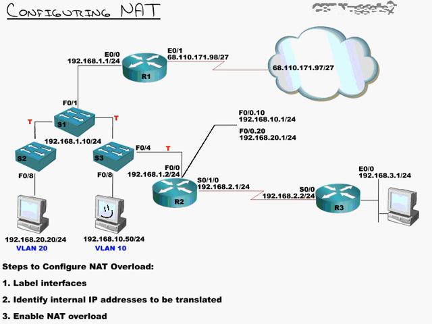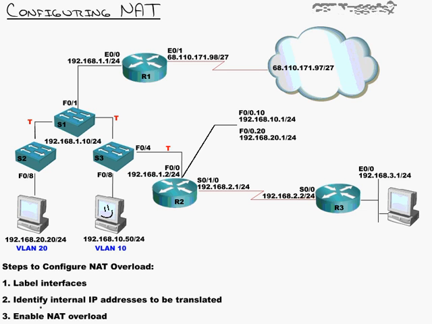So here's our steps. Number 1, label the interfaces. We need to identify which interfaces represent the inside network and which one represents the outside. Second, we need to tell router 1 what the valid internal IP addresses to be translated are. We do that by using an access list, and this is why this video is after we talked about access lists. I'll show you that in a moment. Finally, we turn on NAT overload.